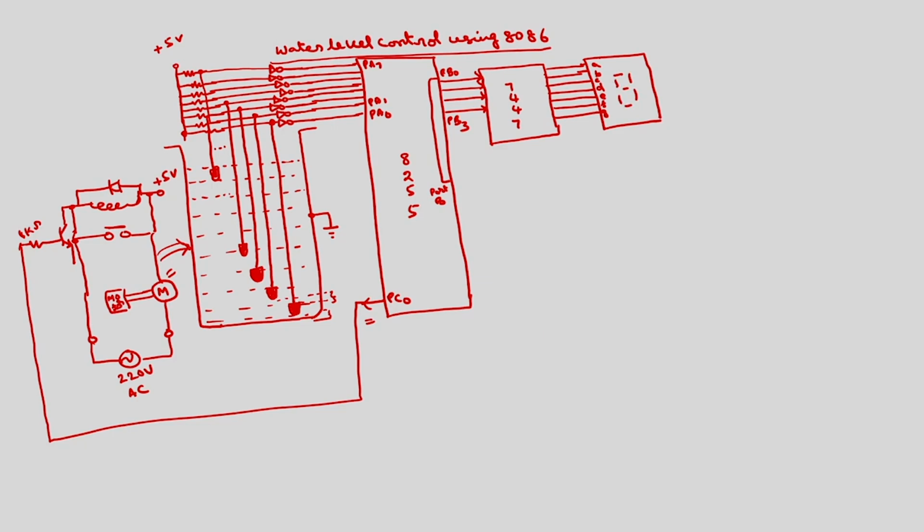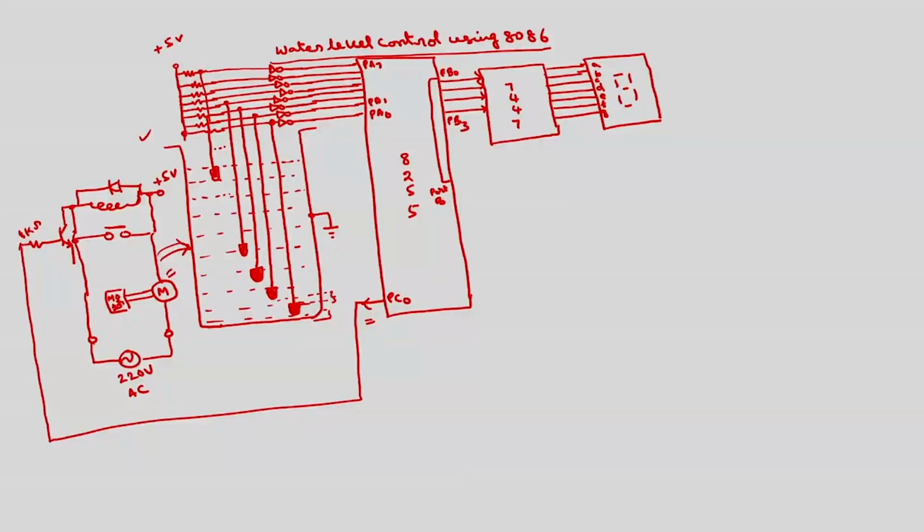Here I am assuming that the water level is only a single digit. It can be 1 centimeter, 2 centimeters, up to 8 centimeters for the sake of simplicity. We can extend the same logic to multiple digit values also. So, the basic assumption here is that these are all probes.